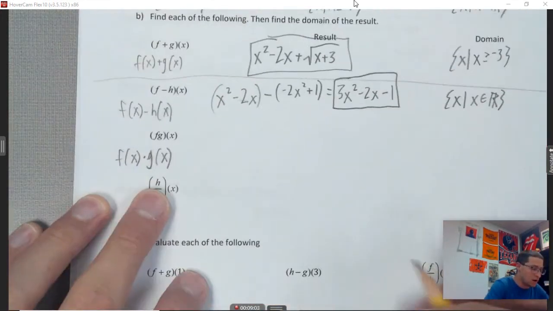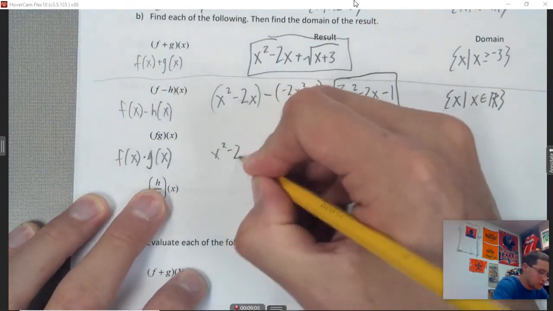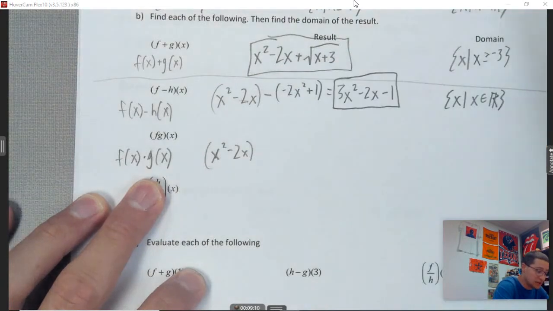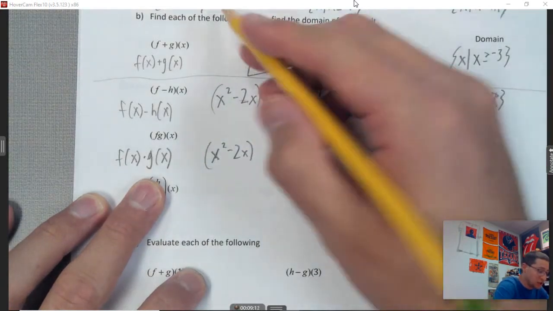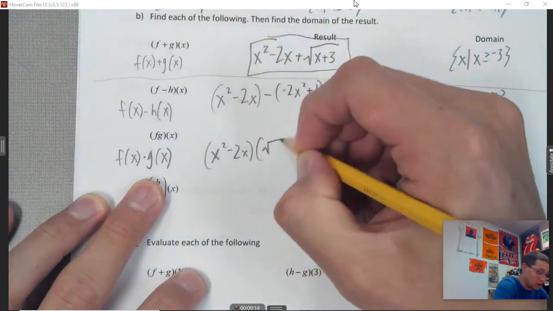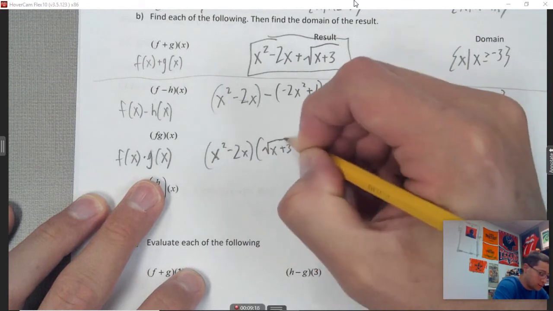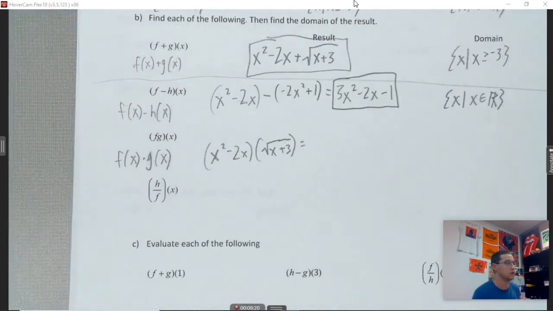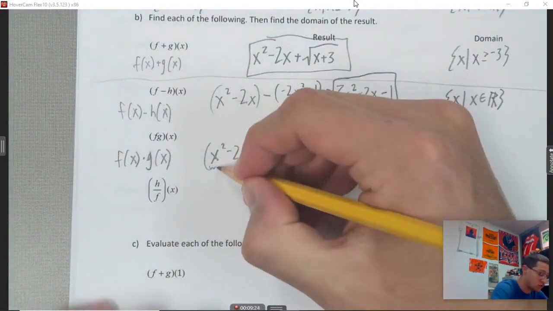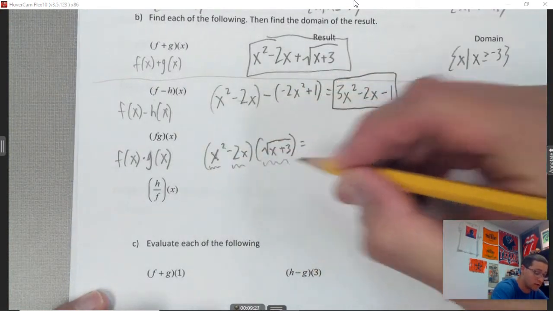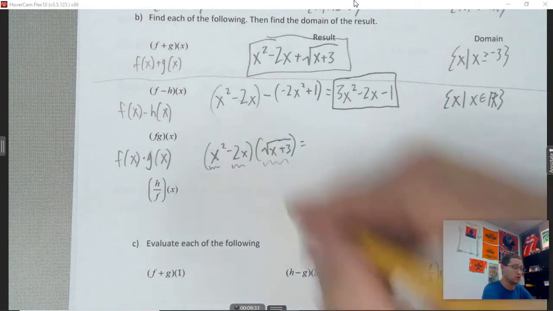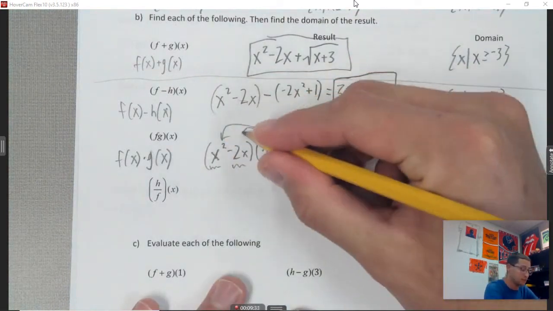Okay, so I've got x squared minus 2x, and I'm multiplying g of x. My g of x is up here. It's the square root of x plus 3. Now, in order to multiply, we want to look at our terms. I've got two terms here, and one term here. When I've got a two-term and a one-term, I've got to distribute the one term. That's how I like to think about it.